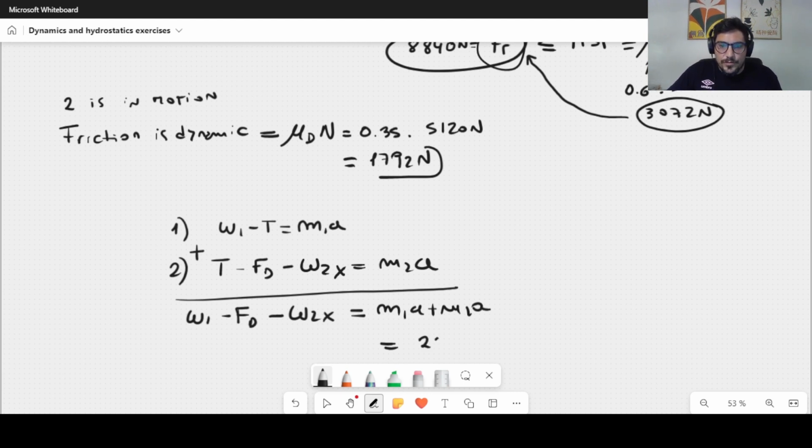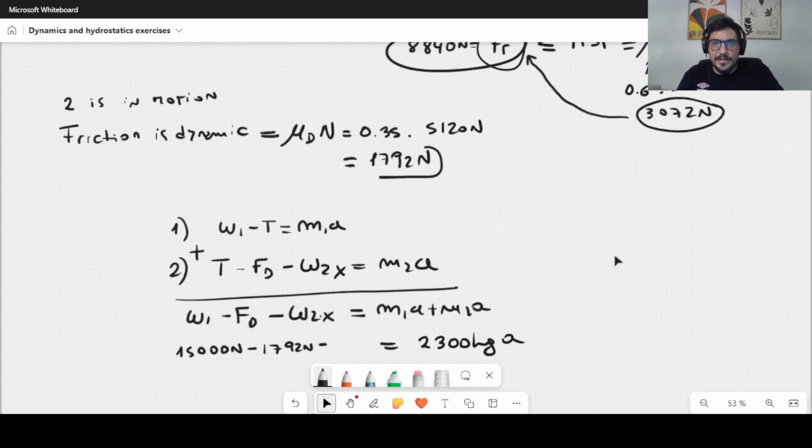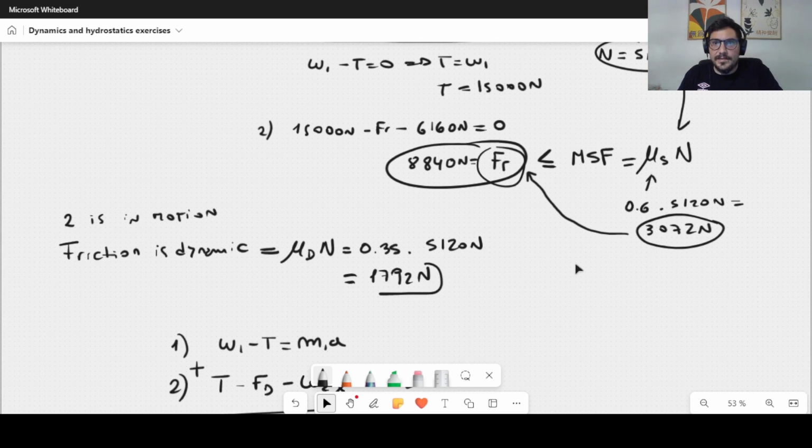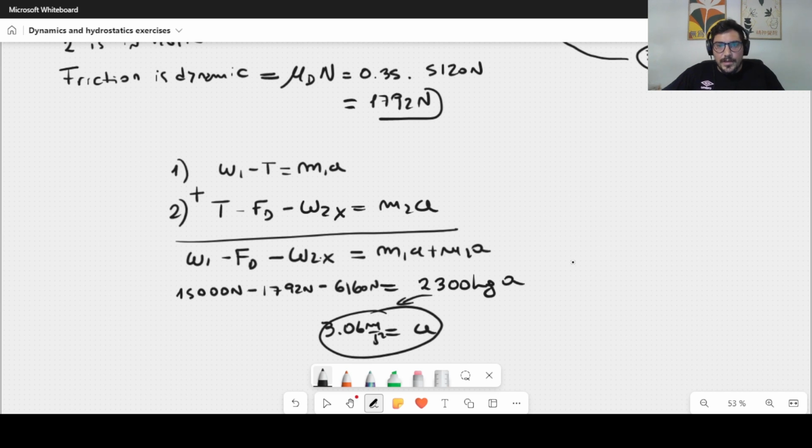Well, the sum of them was 2,300 kilograms times acceleration. That's what we did before. We replace the value of the forces, we divide, and we have the acceleration. Weight 1 was 15,000 Newton. Dynamic friction is 1,792 Newton, and weight 2 in x is 6,160 Newton. So the acceleration is this equation, 15,000 minus 1,792 minus 6,160 divided by 2,300, which is 3.06 meters per second squared.